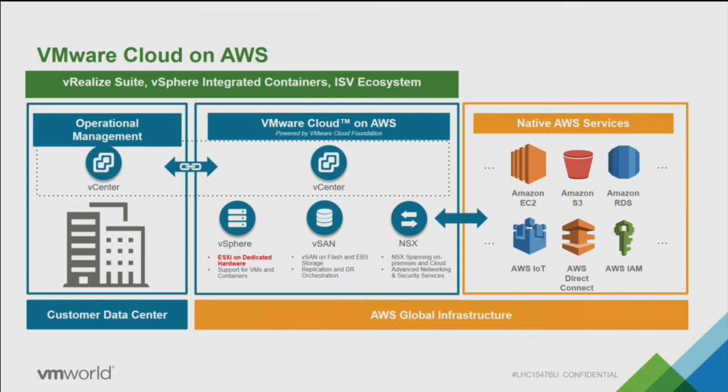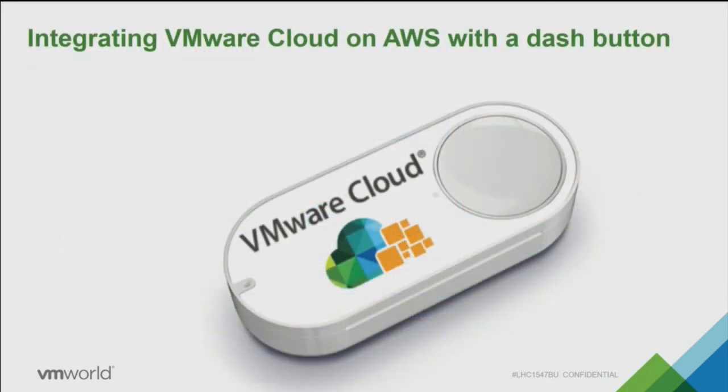Now, what we've done here is something slightly different. We used AWS IoT with a Lambda function. We use IoT to call a Lambda function, that Lambda function calls the VMware Cloud on AWS REST APIs, and those REST APIs go and add capacity to our cluster. To do this, I'd like to introduce the VMware Cloud on AWS dash button.